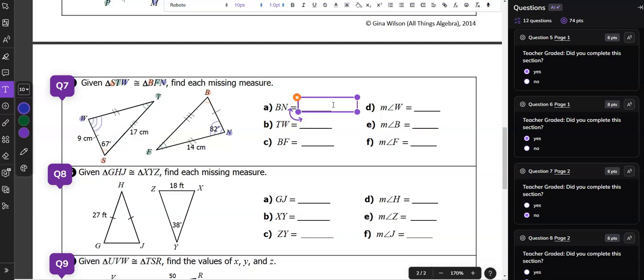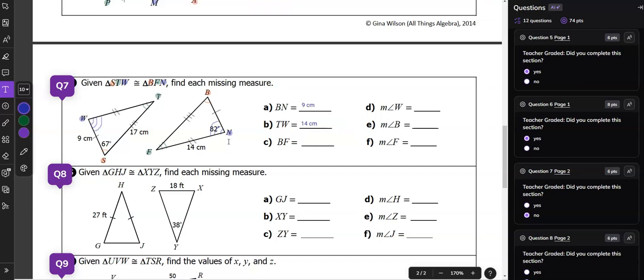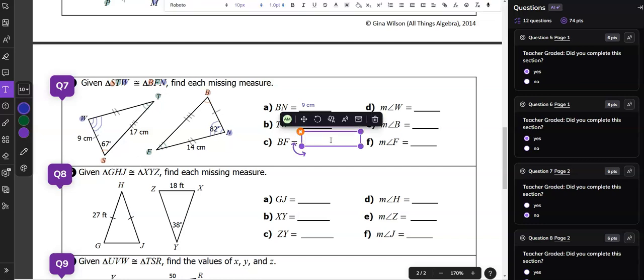So if SW is 9 centimeters, then BN is 9 centimeters. And yes, you should put the centimeters. TW is this one right here, green and blue with the tick mark. So green and blue right here is our 14 centimeter side. And then finally BF is congruent to ST. So that is going to be our 17 centimeter side.